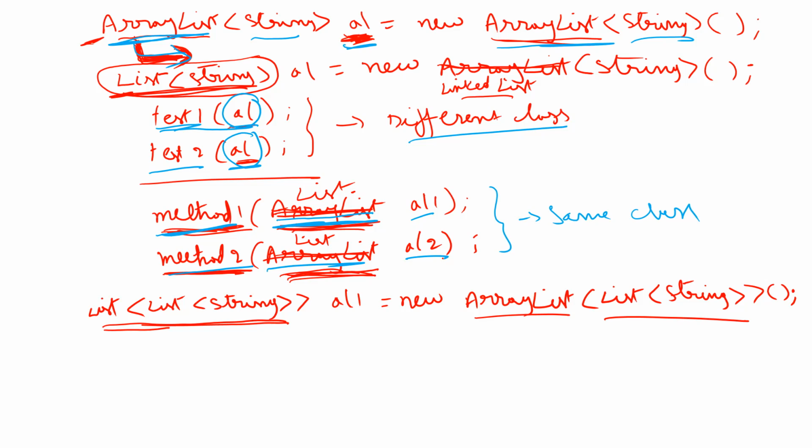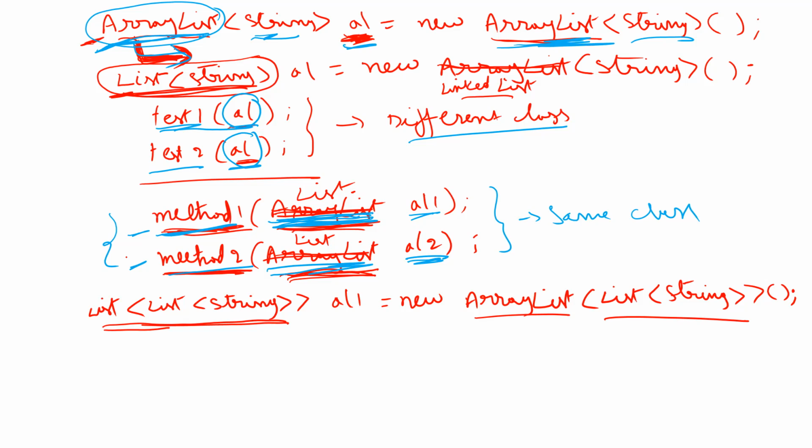Like this, I have developed a lot of methods. But let's say in future I come to know that I have to use a LinkedList instead of this ArrayList. So I have to change it to LinkedList<String> = new LinkedList<String>. And again, I have to change these methods also, because I have specified ArrayList AL1 here. So I have to change it to LinkedList AL1, LinkedList AL2. Like this, I have to change all these methods.